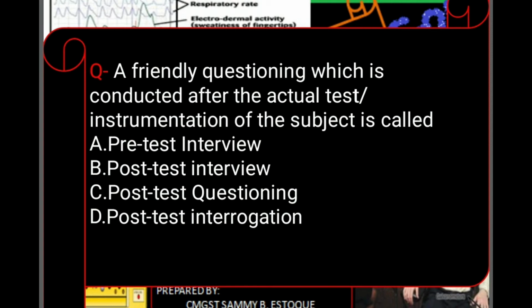Diyan nyo na po gamitin yung pong interview at interrogation after ng actual test kapag nagkaroon ng tinatawag ninyo na false negative at saka false positive. Next question po tayo.